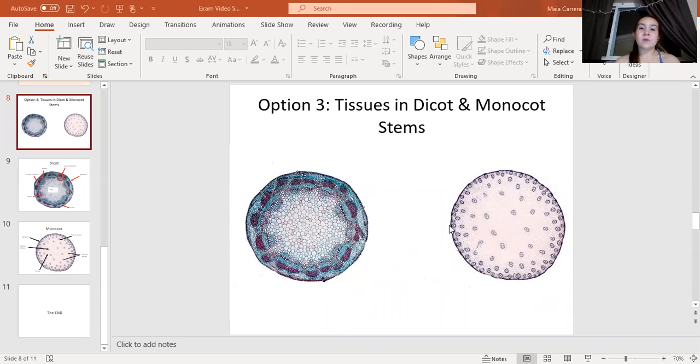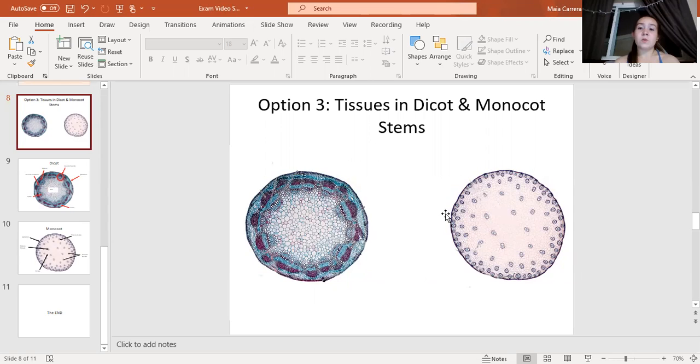So as you can see, we have two different cells, left and right, and I'm going to tell you the difference between the two, which one is which, and how you can tell which one's the dicot and the monocot. So here on the left, we have our dicot stem cell, and on the right, we have our monocot stem cell. Now you can usually tell which one is the monocot versus which one is the dicot because of how the cell is shaped.